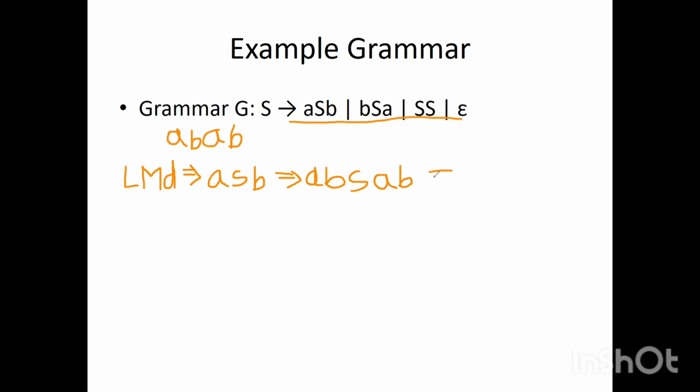You can see that we have epsilon in the production rule. What does this epsilon mean? This epsilon means null. So we replace this S with null. Then we get our exact required output, which is ABAB. This is nothing but the leftmost derivation. Now we will see the rightmost derivation.